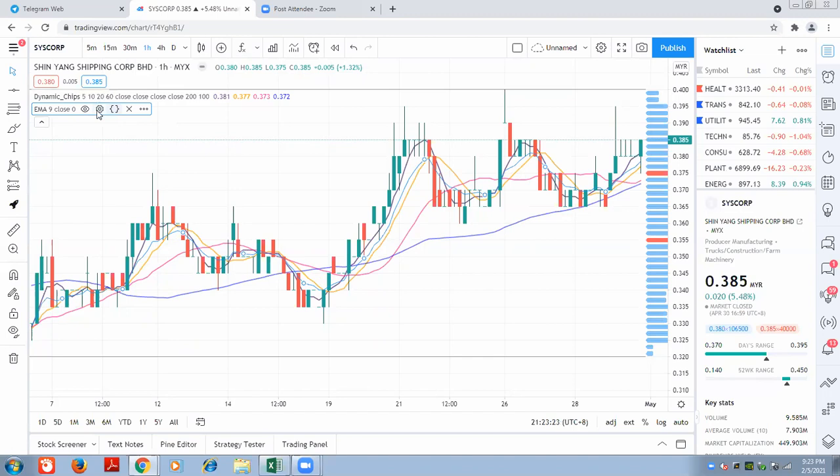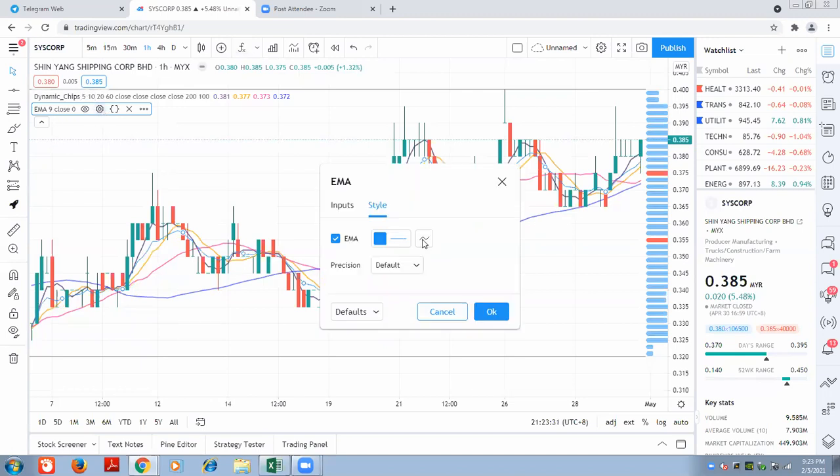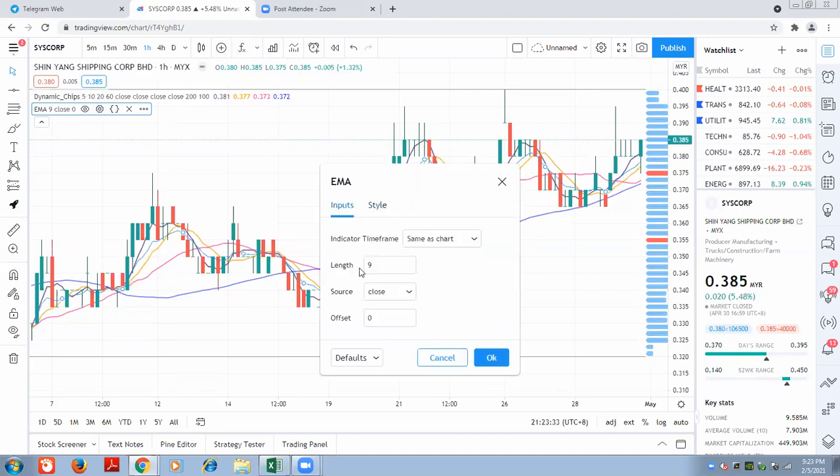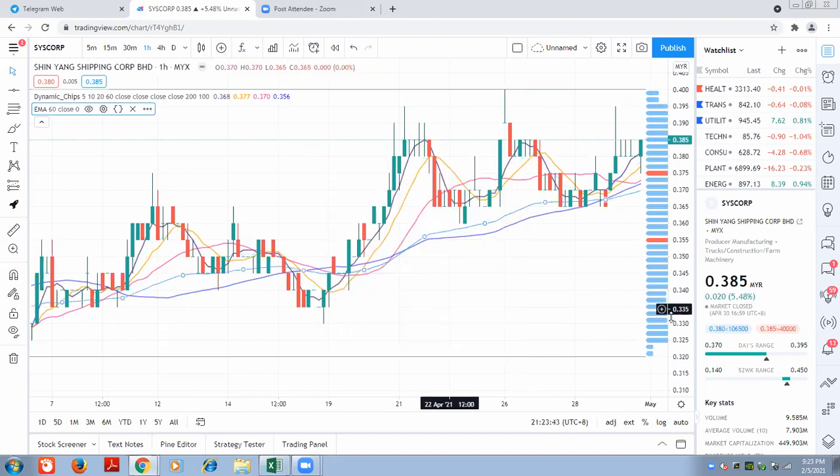I'm going to give an example of a late trend change, so I'm going to adjust here. How to adjust? Go here and adjust the input. Let's say you want to put 9. Let's say I'm going to put 60.